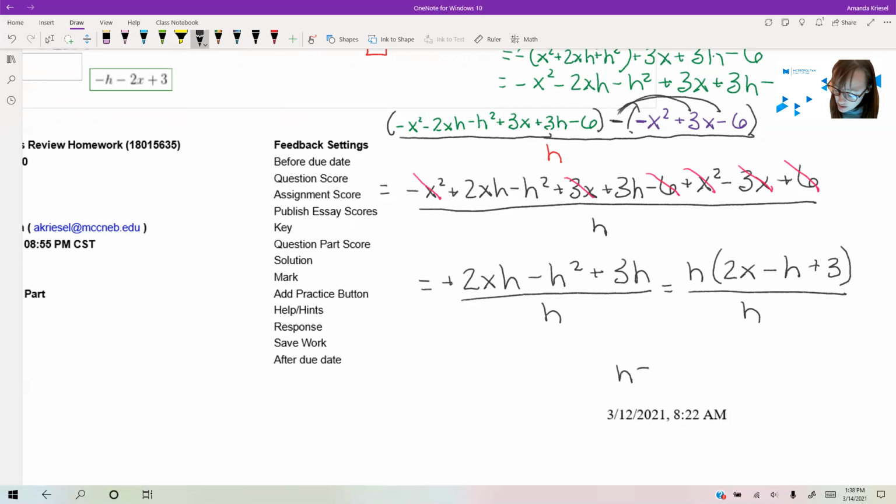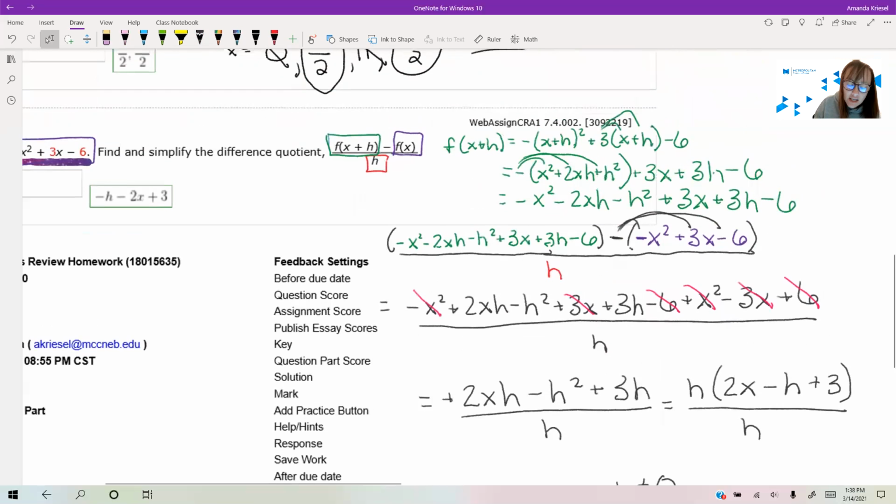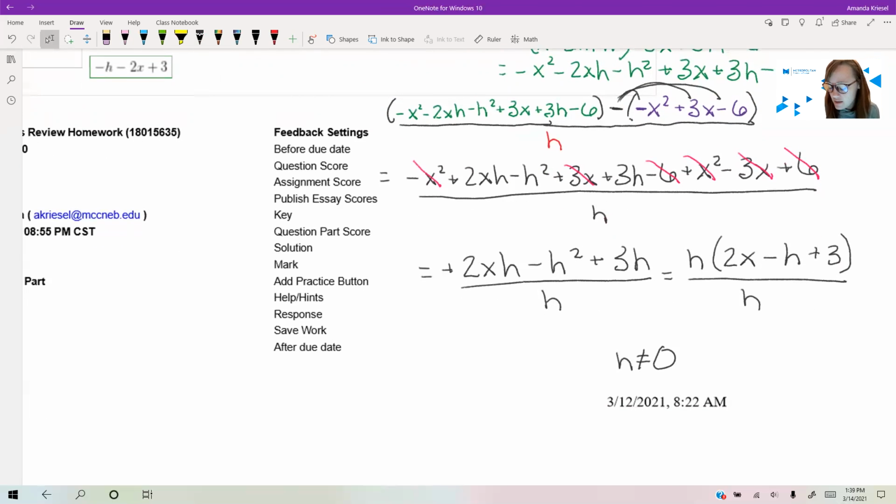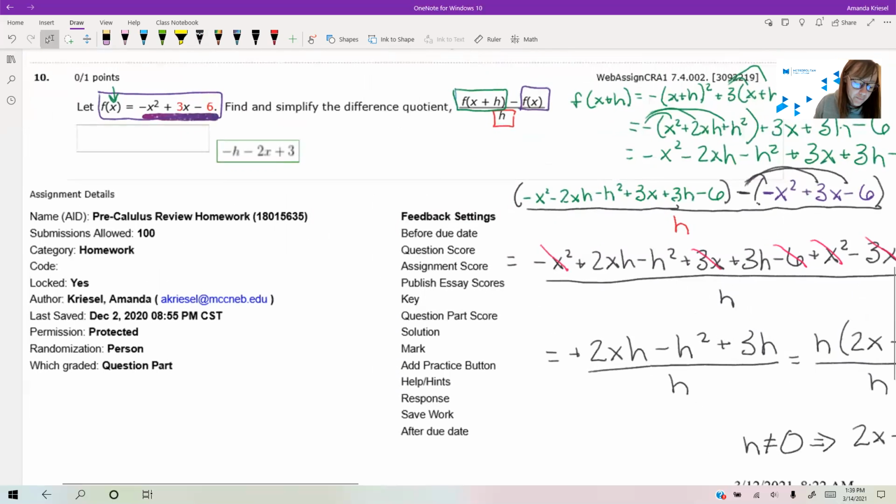Then we just want to make the claim that h does not equal 0. That's kind of given in the directions when they put h in the denominator of the fraction. We can assume that. We're not making a huge leap by assuming that. But when we do that, we're left with 2x minus h plus 3.